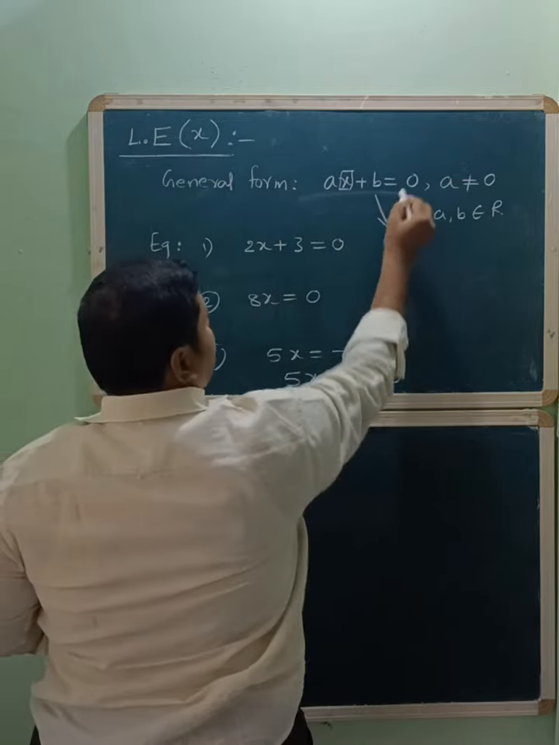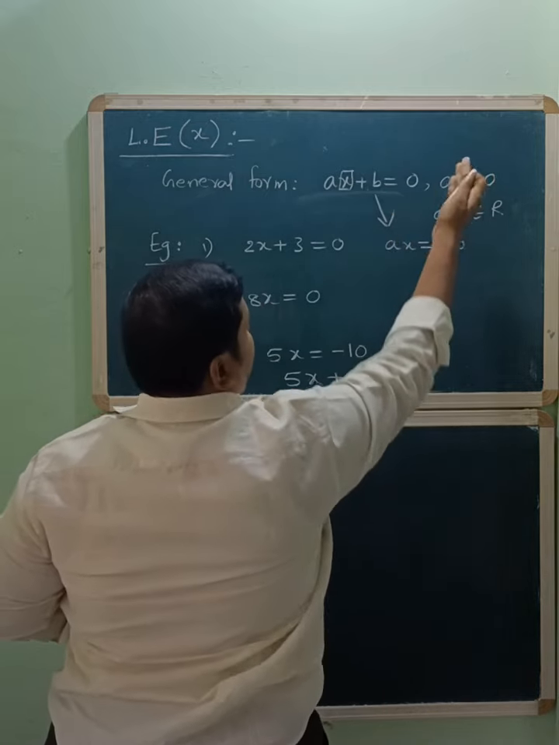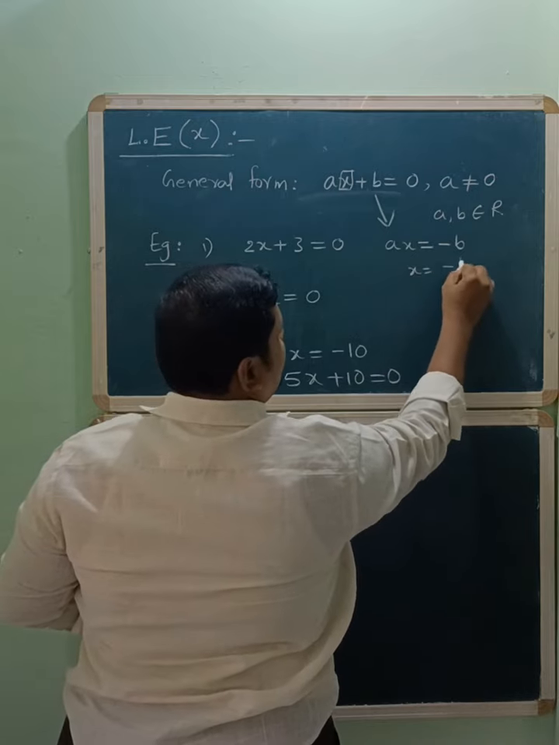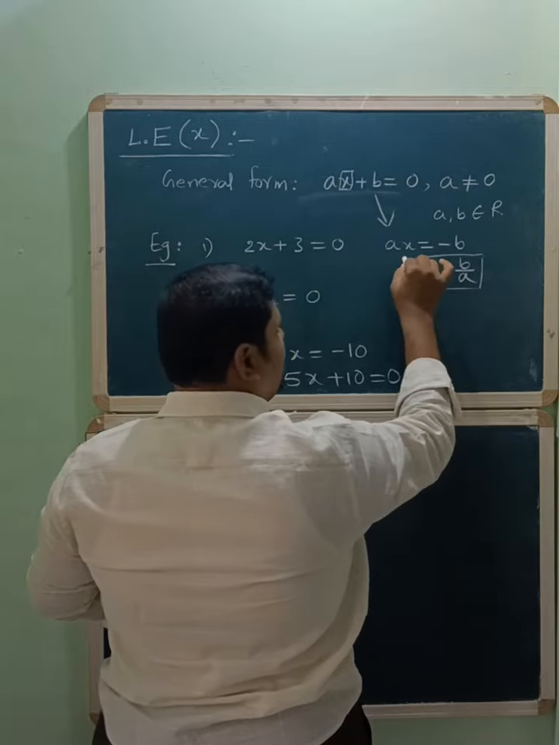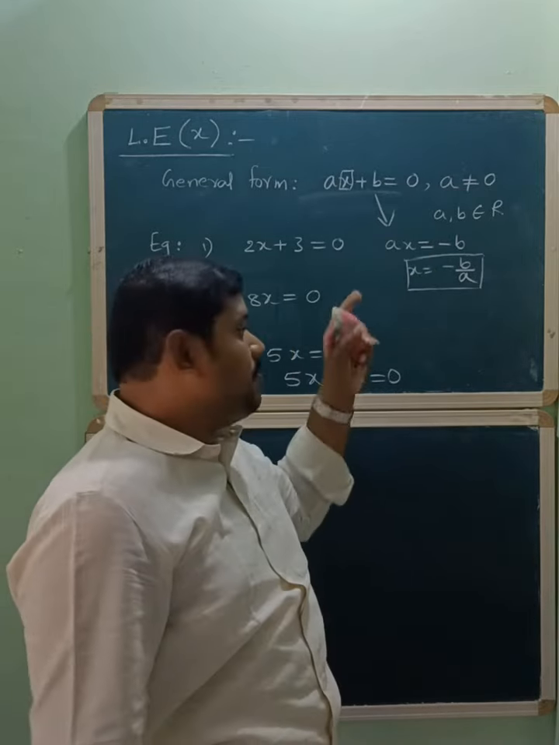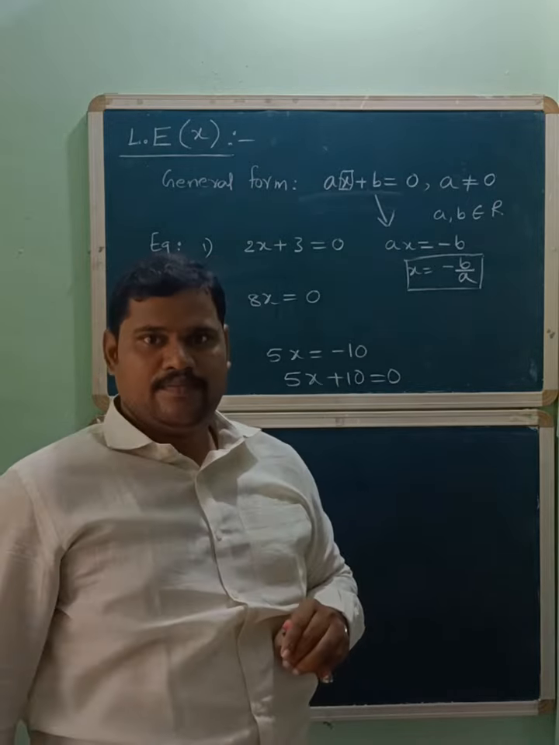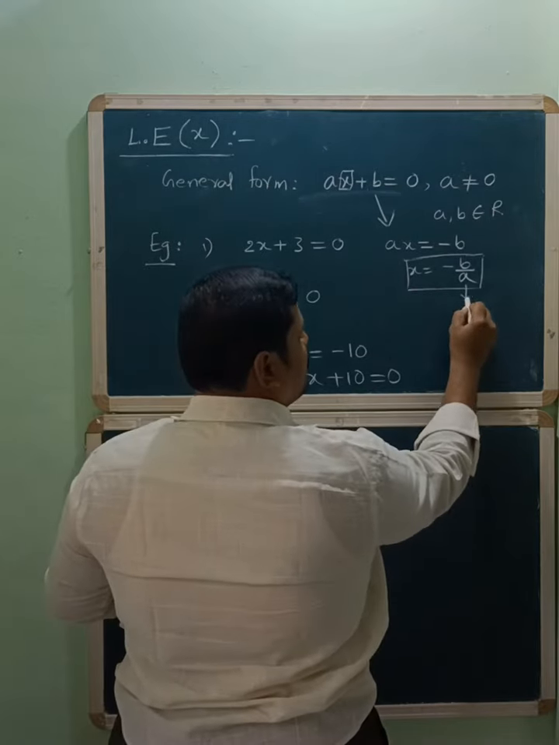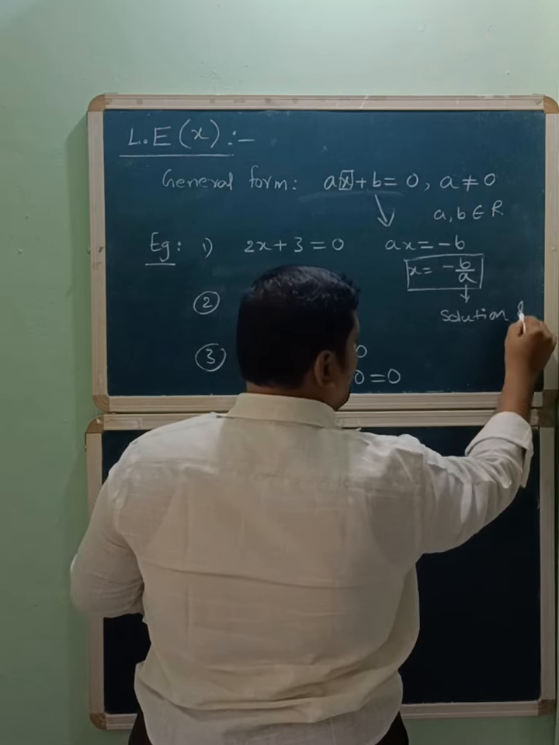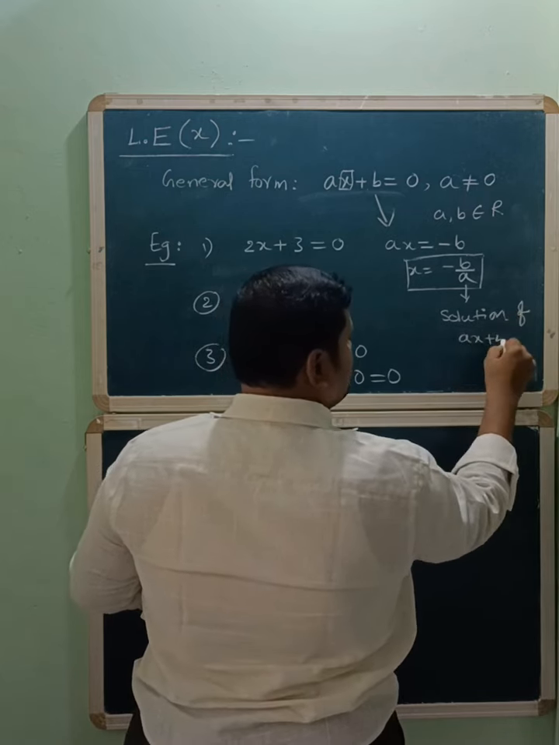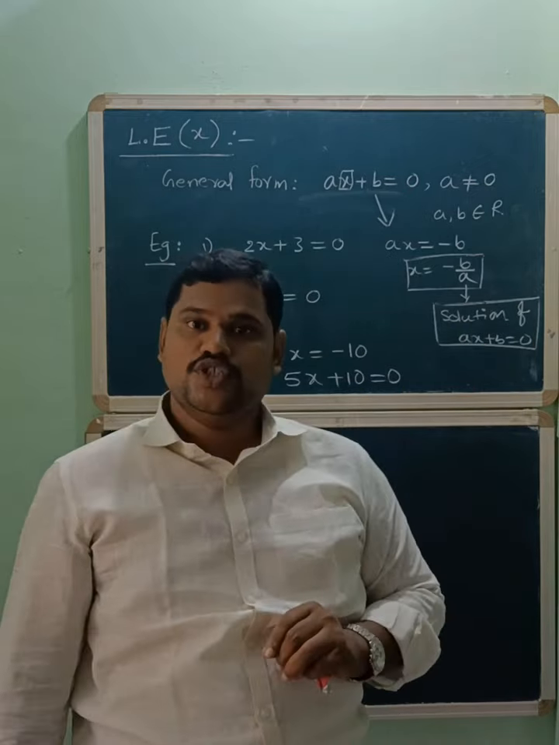Suppose ax plus b is equal to 0. Now ax is equal to minus b, taking plus b to the right hand side. Now here x is equal to minus b by a. At x is equal to minus b by a, the given equation ax plus b is equal to 0 is satisfied. That's why minus b by a is called the solution of ax plus b is equal to 0.